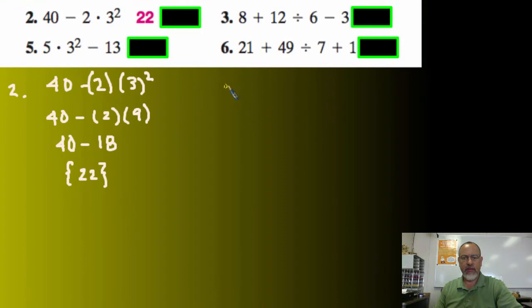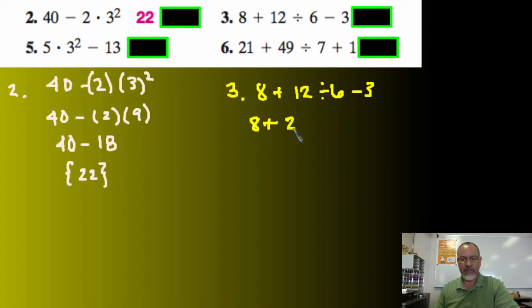So taking a look at number 3 here then, we're going to have 8 plus 12 divided by 6 minus 3. So again, PEMDAS, parentheses or grouping symbols. I look and I see no grouping symbols from left to right. Exponents is next, no exponents. So then I'm going to go left to right and do any multiplication or division that I come across. So 8 plus, that's not multiplication or division. 12 divided by 6, that's a division. 12 divided by 6 is 2 minus 3.